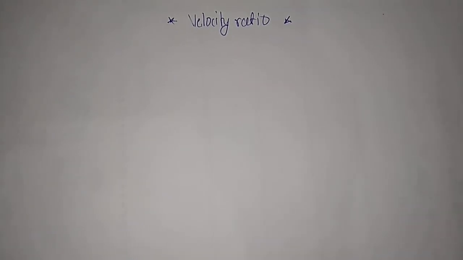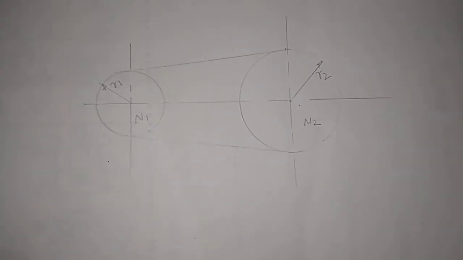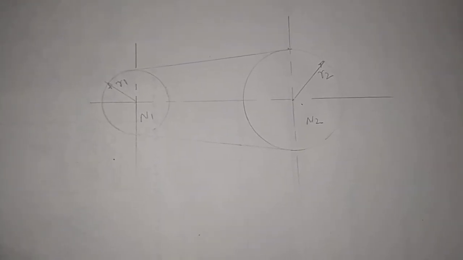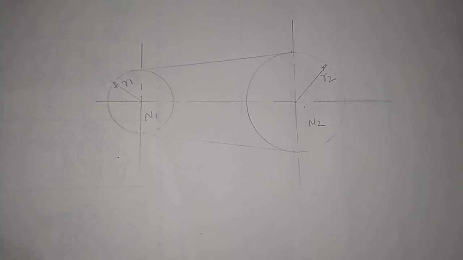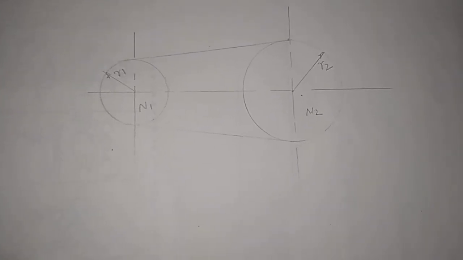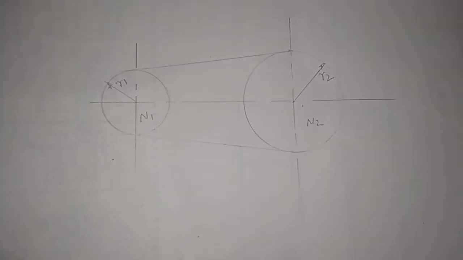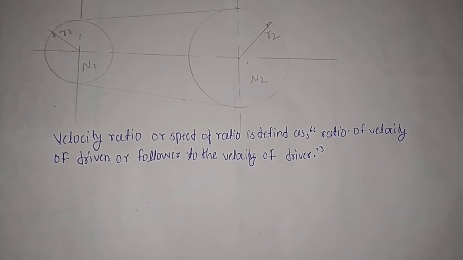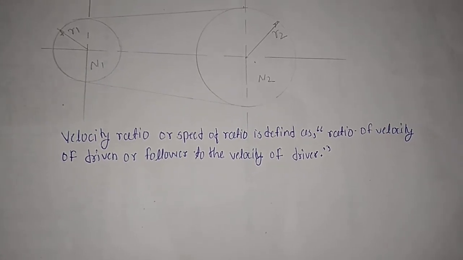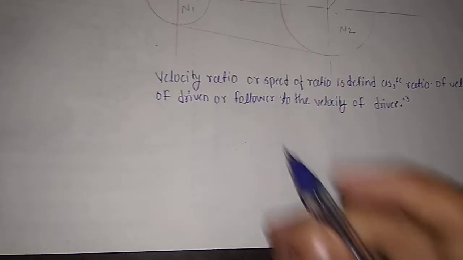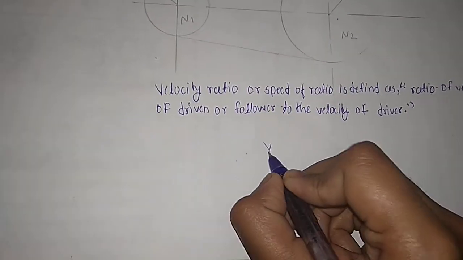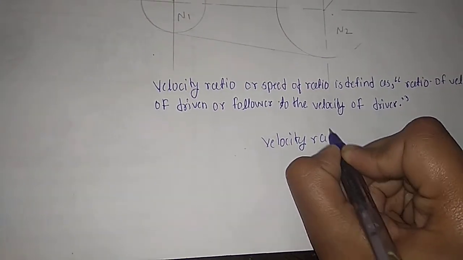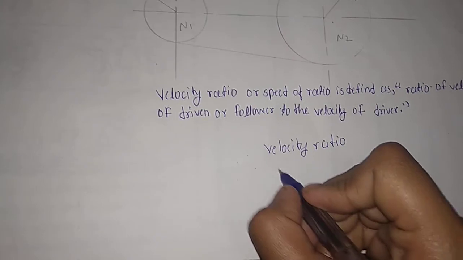In that, the diagram is similar to the belt drive diagram. We can draw the first diagram and then explain. Here R1 is the radius of the smaller pulley and R2 is the radius of the larger pulley, N1 is the speed of the driving pulley in RPM, and N2 is the speed of the driven pulley. Velocity ratio or speed ratio is defined as the ratio of the velocity of the driven pulley or follower to the velocity of the driver pulley. Mathematically, velocity ratio or speed ratio is N2 / N1.